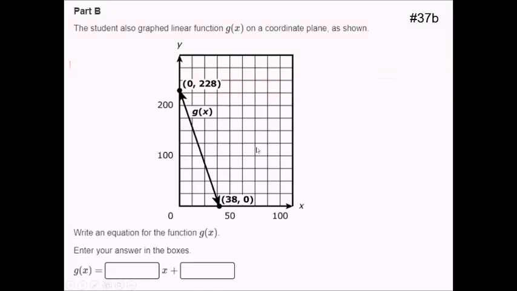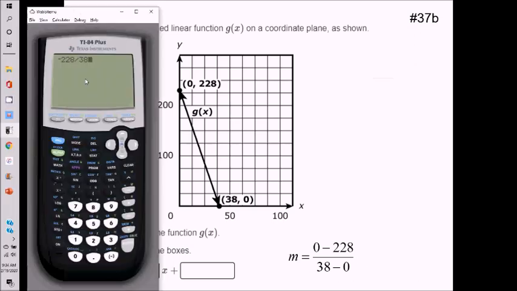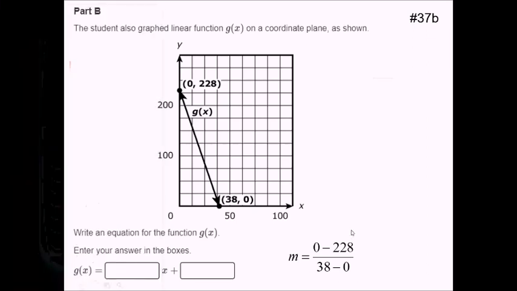For part B of this problem, a student graphed a linear function as shown here. We basically just want the equation of this linear function, for which we need the slope and the y-intercept. To get the slope, let's just do rise over run. So y2 minus y1 over x2 minus x1. That's going to be 0 minus 228 over 38 minus 0. So negative 228 over 38 is going to come out to, let's do that on the calculator. There we are. That's going to come out to negative 6. Oh, nice whole number. Sweet. So there we go, negative 6.